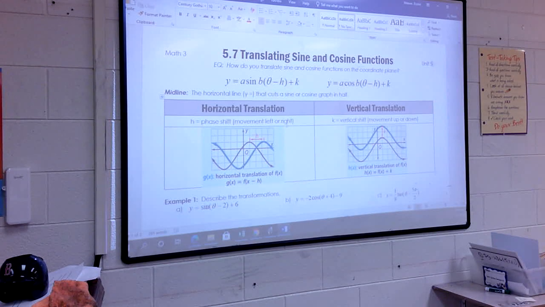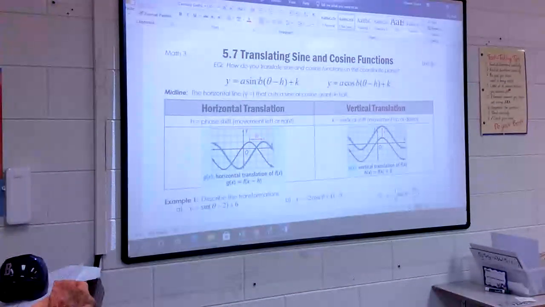Of moving the graph left, right, up, or down. So right here shows a sine function. Again, yesterday we did a sine b and then theta, which is x. This is going to be x. It says minus h plus k.